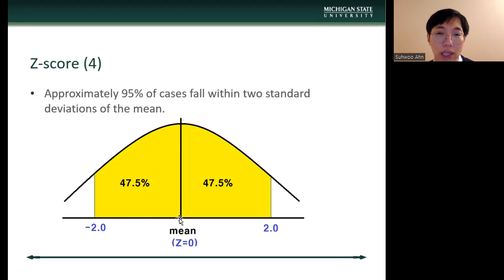So between 0 and 2, there are also 47.5% of cases. So in conclusion, in the total yellow area, between a z-score of -2 and +2, approximately 95% of cases fall here. So approximately 95% of cases fall within 2 standard deviations of the mean.